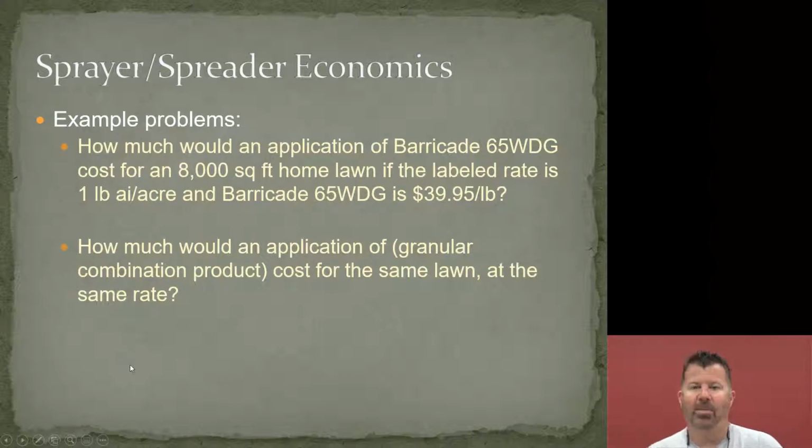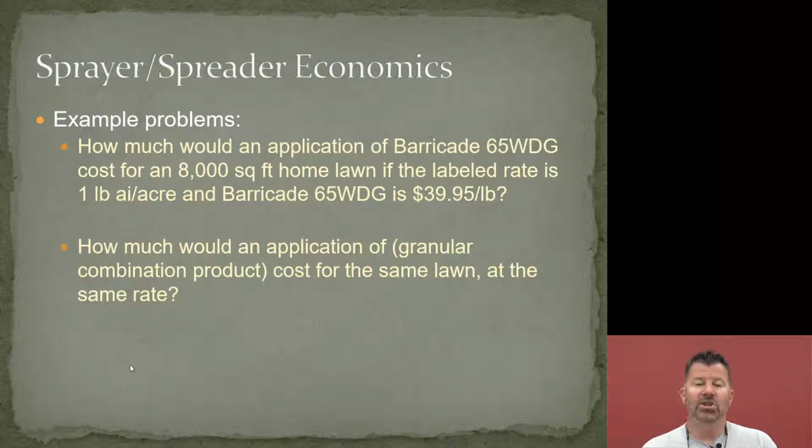So an example problem, and we're going to work this problem out. How much would an application of Barricade 65 water dispersible granulars cost for an 8,000 square foot lawn if the labeled rate is 1 pound active ingredient per acre, and Barricade 65 WDG is $39.95 per pound? Now, granted, some of these prices may have changed. They may have gone up. They may have come down. More likely they've gone up, but we're using this for an example.